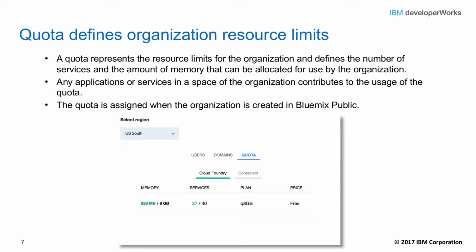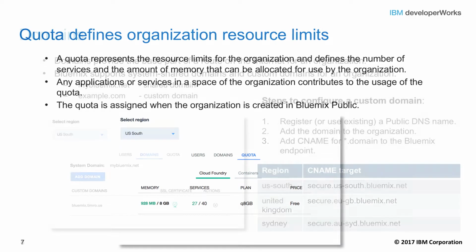In Bluemix, quotas define the resource allocation for an organization. All users in an organization share memory and service instance quotas. The example shown here shows an org that has 928 megabytes of memory used and 27 services in use. The resource limits of the organization are 8 gigabytes of memory and 40 services.